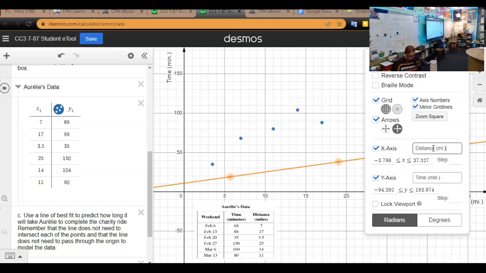Guys, miles is always MI. Minutes is always MIN. We pretty much don't use just M unless we're using it for what? Meters. That just made me really proud.